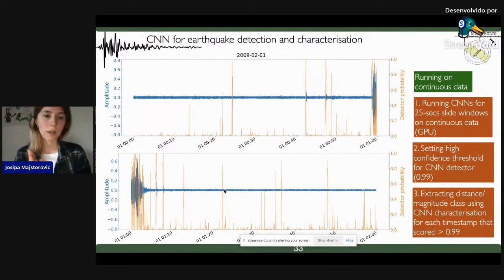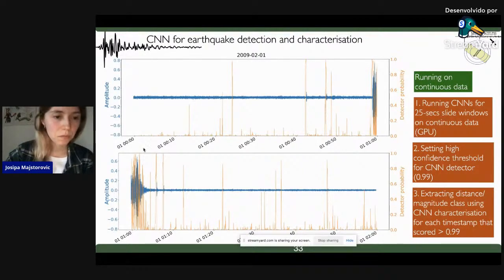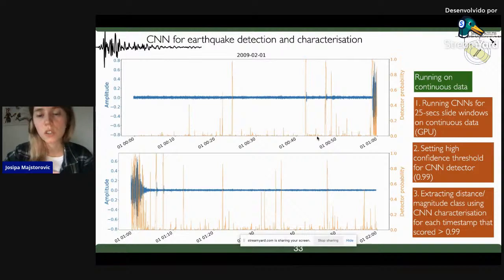Here what you are seeing is a time series, where on the left you have the amplitude of the seismogram, and on the right you have the detector probability, and on the x-axis you have time. So in orange is the probability that my CNN detector is giving me. And you can see there's quite a lot going on, and defining a threshold is quite important.